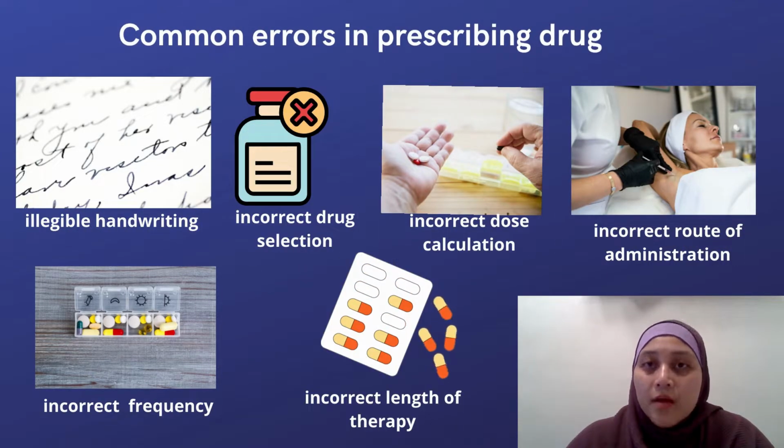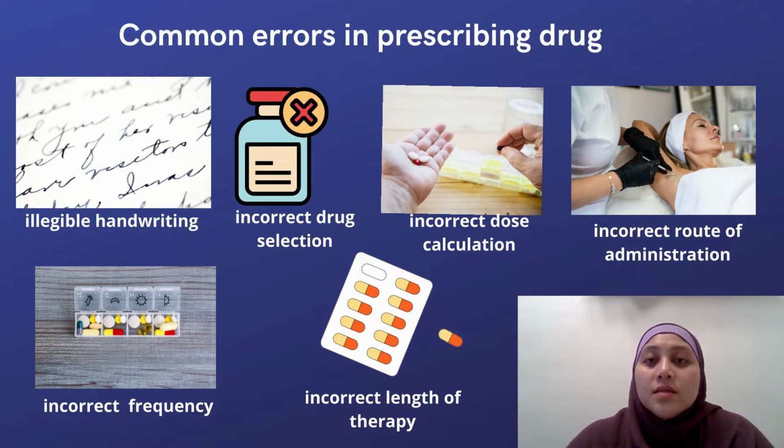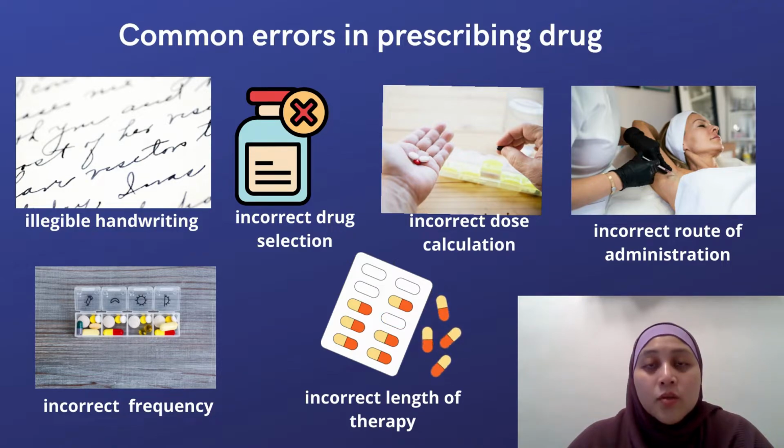Now let's learn common errors in prescribing drugs in clinical practice. Studies have shown that there are different types of errors committed by doctors in clinical settings. Examples of errors would be illegible handwriting on the prescription sheet, incorrect drug selection, incorrect dose calculation, incorrect route of administration, incorrect frequency, and length of therapy.